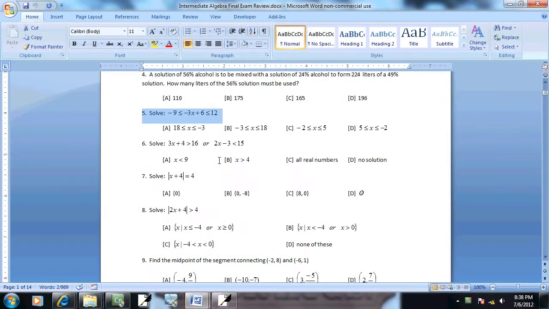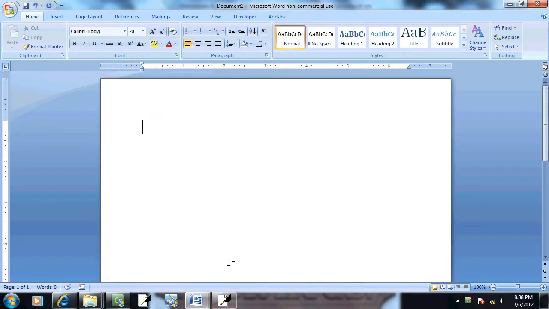Let's take a look at problem number 5. This is a compound inequality with 3 sides. So let's take a look at how to solve those. Solving compound inequality with 3 sides.